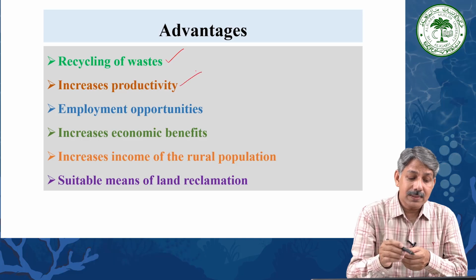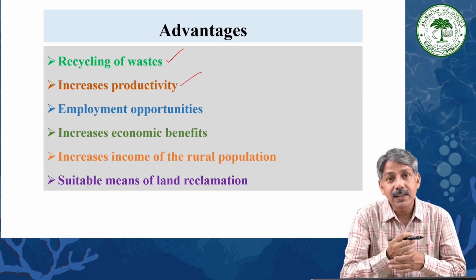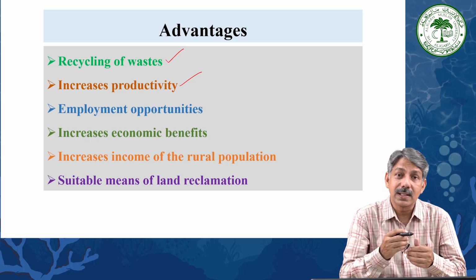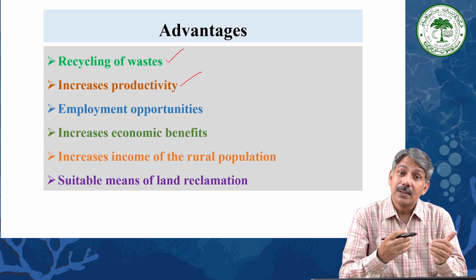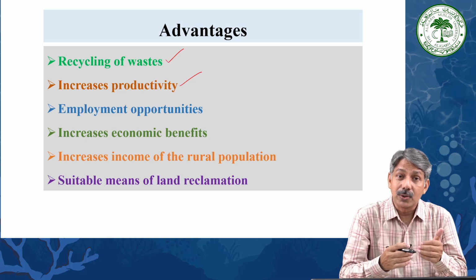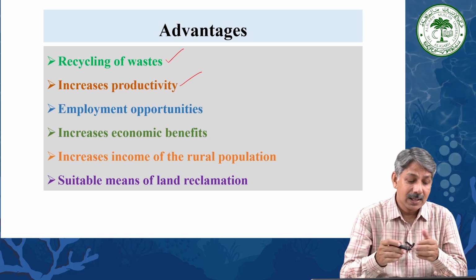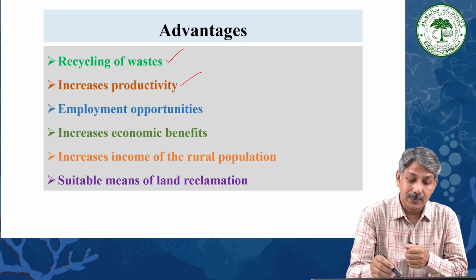Then increased productivity. The primary productivity of the pond will increase, secondary productivity will increase, and ultimately the fish productivity will also increase. They will get good quality and a greater number of natural food items, and that will help the farmer and the fish to grow.